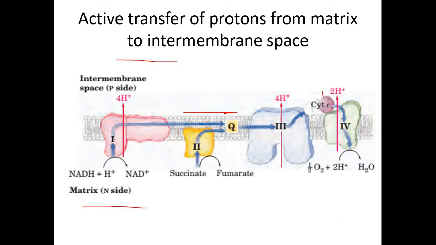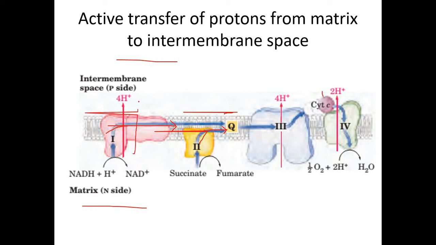Now in this process, the electrons are moving from NAD or from FAD in this direction. This movement is a passive movement, and passive movement always releases energy. This energy is used by these complexes to push the protons actively from the matrix to the intermembrane space.